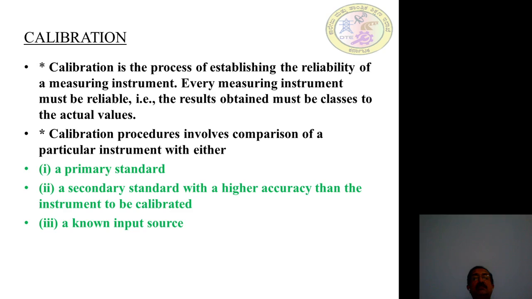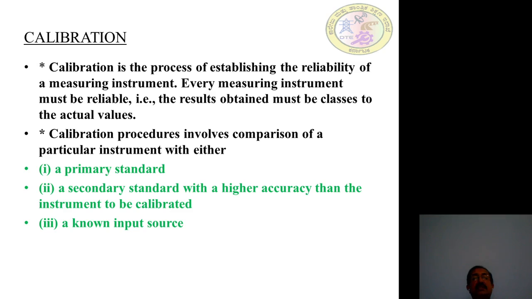Next, the calibration procedure involves comparison of a particular instrument with a primary standard, a secondary standard, or a known input source. So first, what is the primary standard? In the previous session, you might have studied different standards: primary standard, secondary standard, tertiary standard, and working standard.